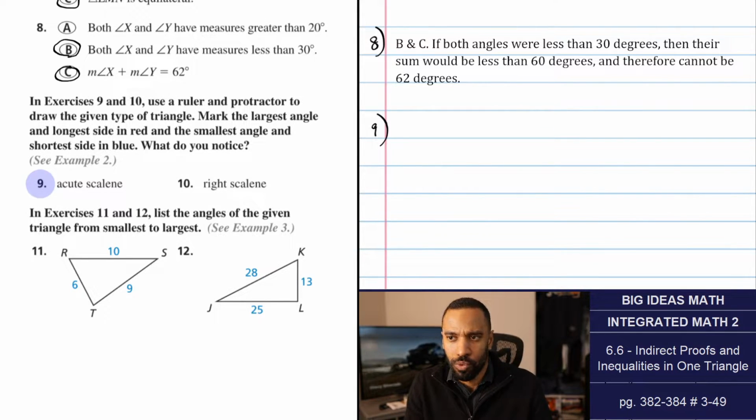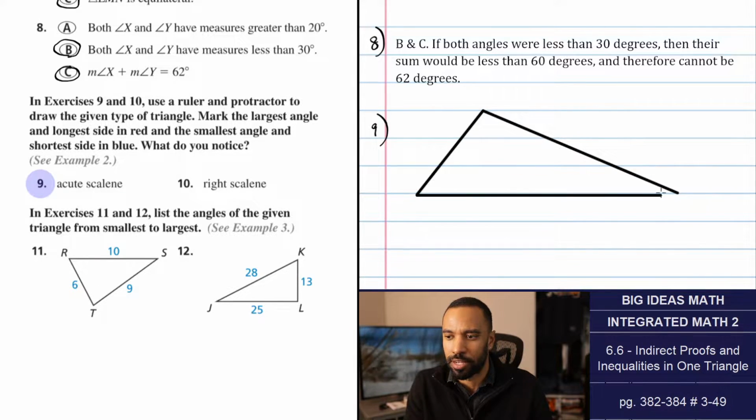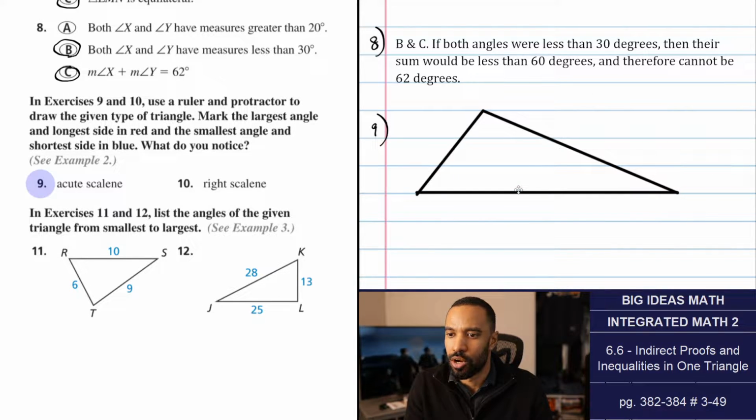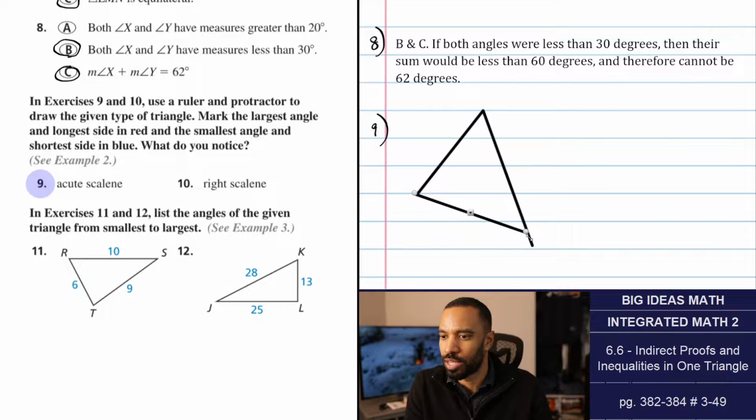So if I use the ruler, I don't know which one I want to do first here. Mark the largest angle, longest side in red. I don't know, guys. I'm gonna make a triangle, and then I'll measure it afterward, because I can't use both tools at once, if that makes sense. So with this one here, I'm gonna go like that. This looks pretty. Oh, it needs to be acute. Acute and yet scalene. Is that still acute? I think that's acute, and it appears scalene as well.